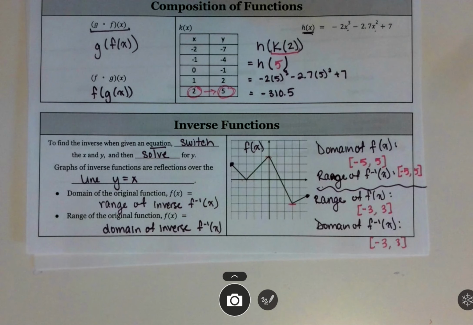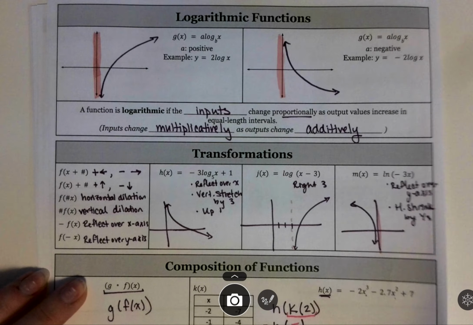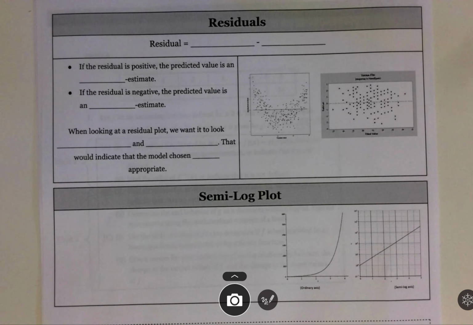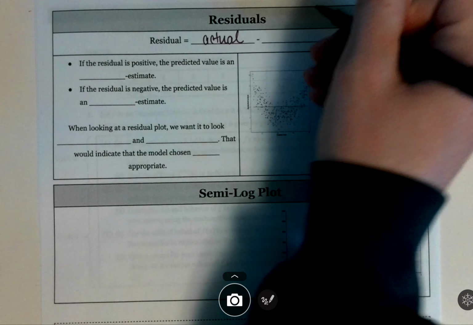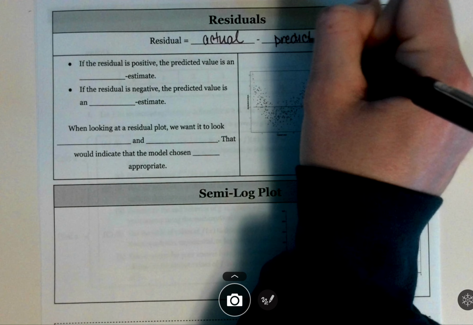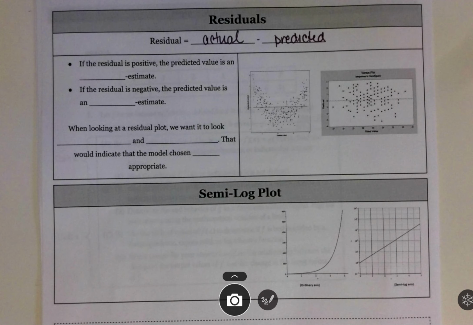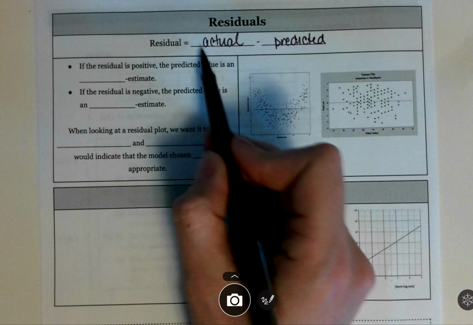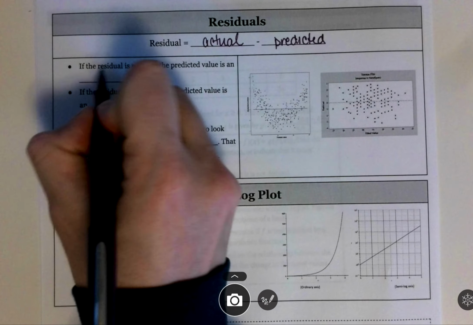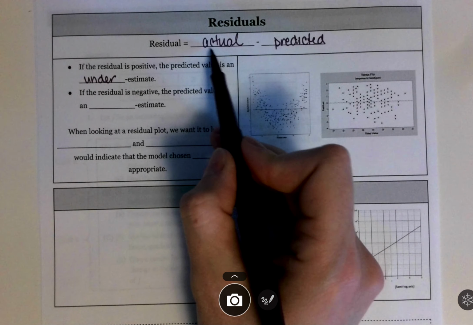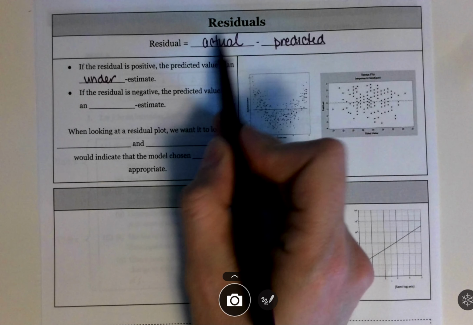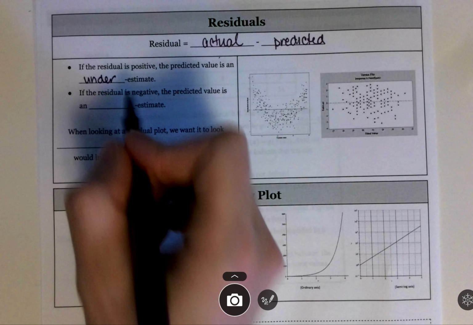We are going to finish up the rest of this packet. We got 2 more categories on the next page, so let's look at those. We're looking at residuals. Residuals is when we look at the actual output, or the actual y value, and we subtract the predicted y value from it. If the residual is positive, that means that the actual is bigger, so the predicted value is an underestimate. If the residual is negative, that means the actual is smaller and the predicted is bigger, so the predicted value is an overestimate.